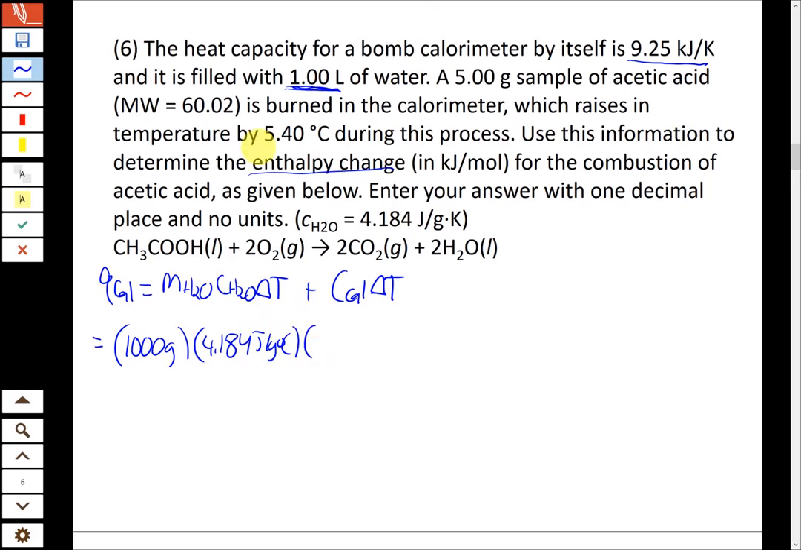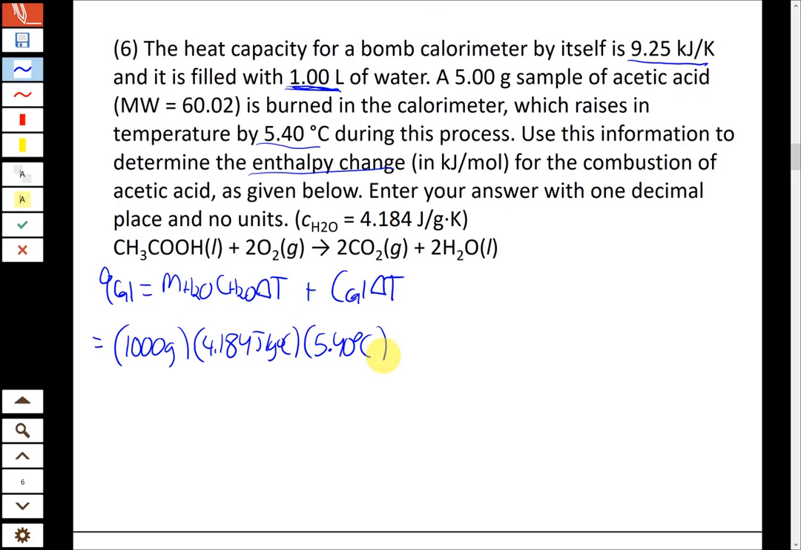And then the delta T, the temperature raises by 5.4 Celsius. That means delta T is a positive number. And again, for delta T, we don't have to convert it. We don't want to convert it here because delta T is the same whether it's Celsius or Kelvin. The change in temperature is the difference between two.